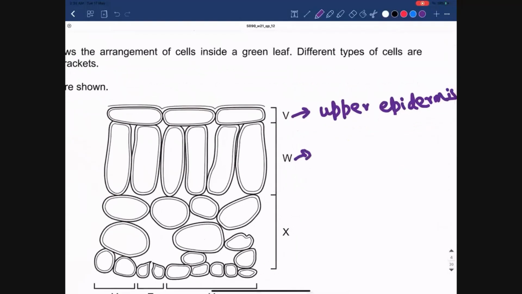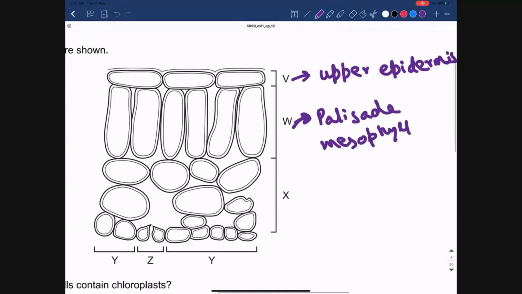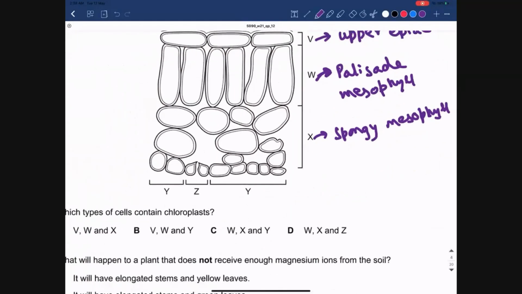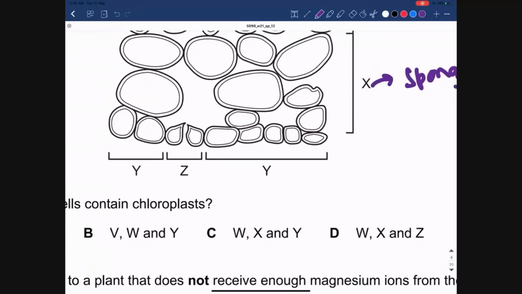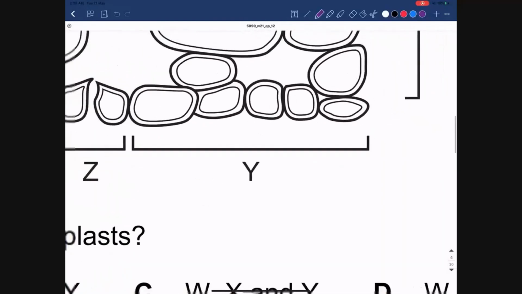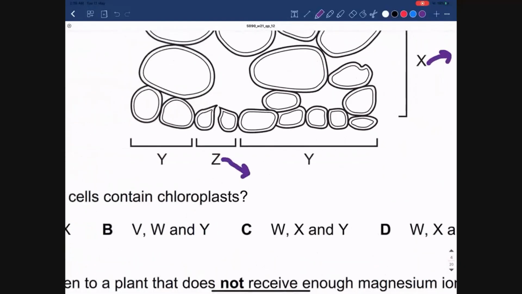W is palisade mesophyll, and palisade mesophyll cells contain chloroplasts. X is spongy mesophyll. Also, spongy mesophyll cells contain chloroplasts. And Y is again the lower epidermis, and these are epidermal cells which do not contain chloroplasts. Z includes guard cells. Always remember that guard cells contain chloroplasts.